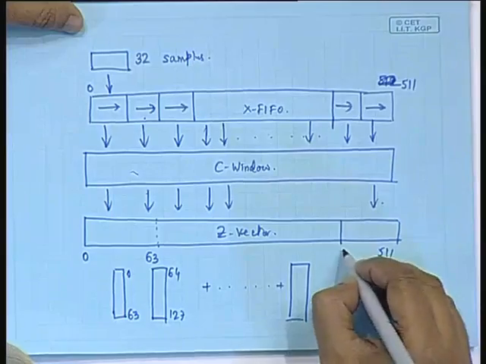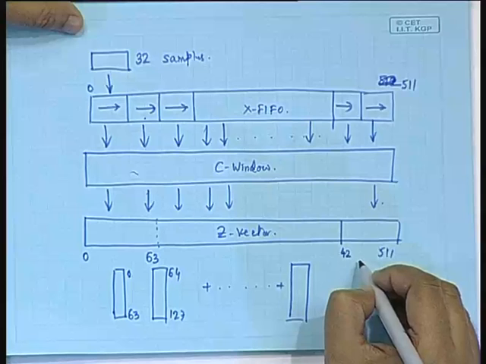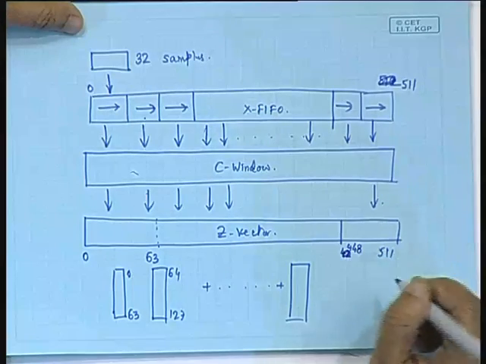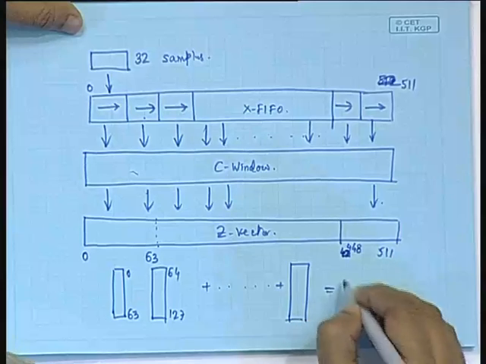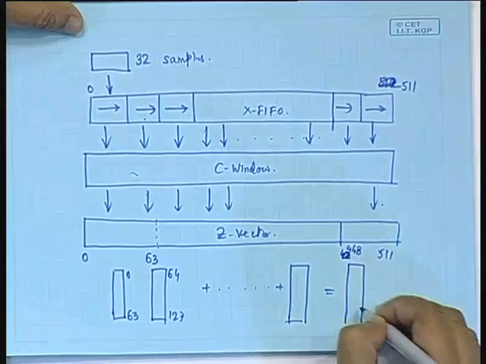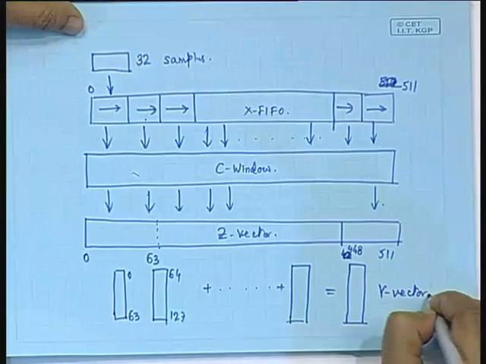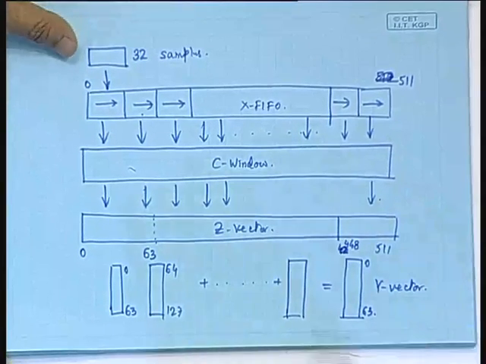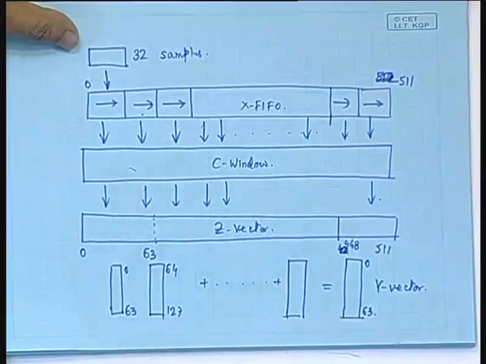So, you can calculate this, this will be 428, is it 428 or 448? 448. So, 448 to 511 will be here, and they all will be summed up together, and there we have the summed vector as the y vector. So, the y vector will consist of 64 elements, 0 to 63. So, all these individual z vector components are added.